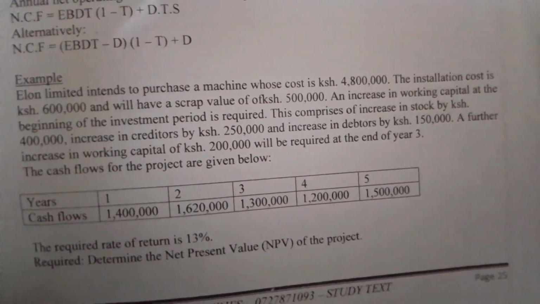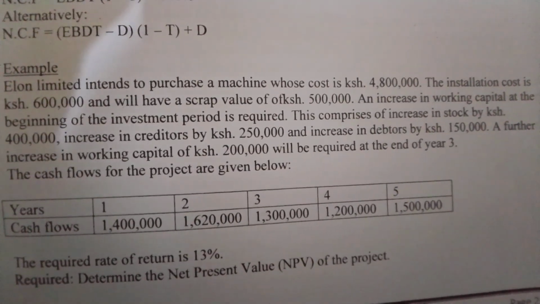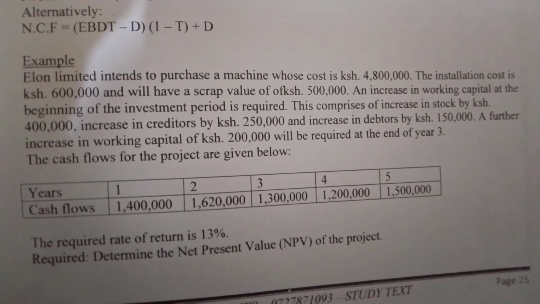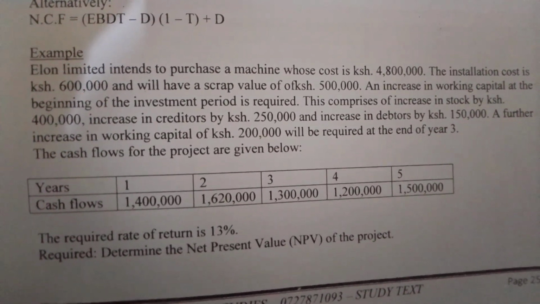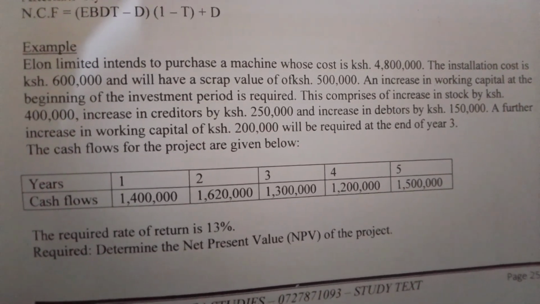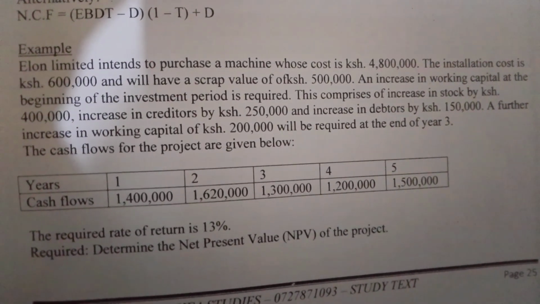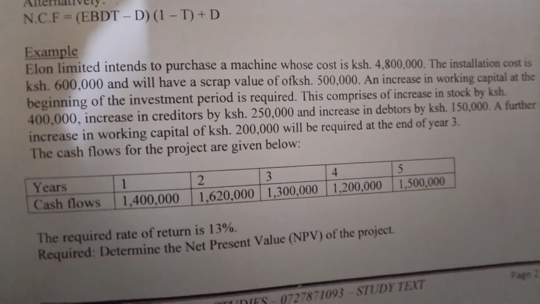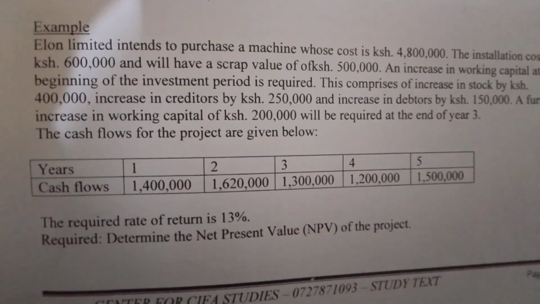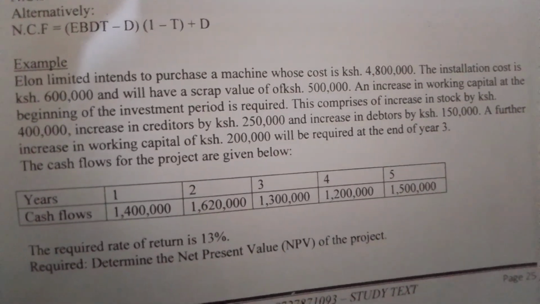So after that, you can pause your video and write that question somewhere so that you may look at the solution. Understand these changes in working capital, such as the increase in stock by 400,000, increase in creditors by shillings 250,000, and increase in debtors by shillings 150,000. Then a further increase in working capital of shillings 200,000 will be required at the end of the year. Those are important items.